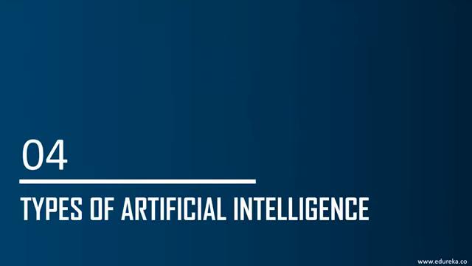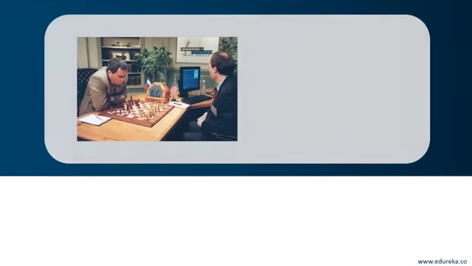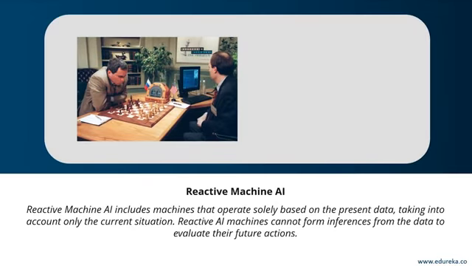Now, moving on to the different types of artificial intelligence. Based on the functionality of AI based systems, artificial intelligence can be categorized into four types. The first type is reactive machines AI. This type of AI includes machines that operate solely based on the present data and take into consideration only the current situation. Reactive AI machines cannot form inferences from the data to evaluate any future actions. They can perform a narrowed range of predefined tasks.